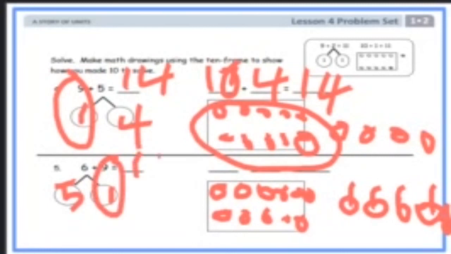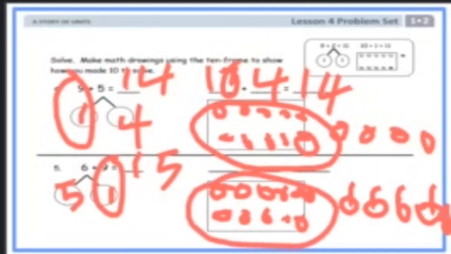And that will be 10 what? 5. 10 inside and 5 outside. And that will give us 15. Wow. This is so much fun.